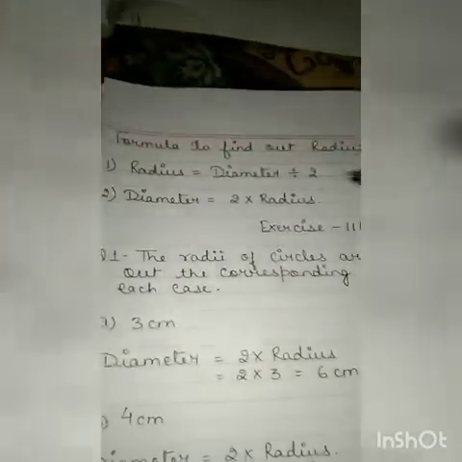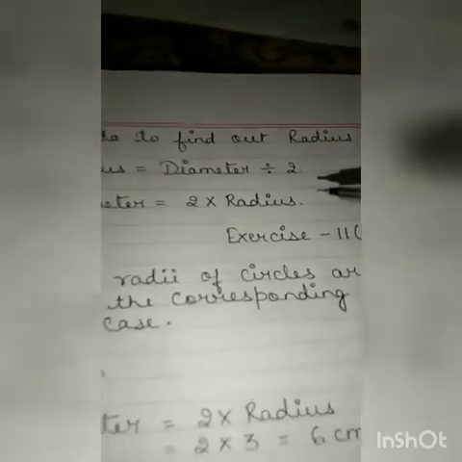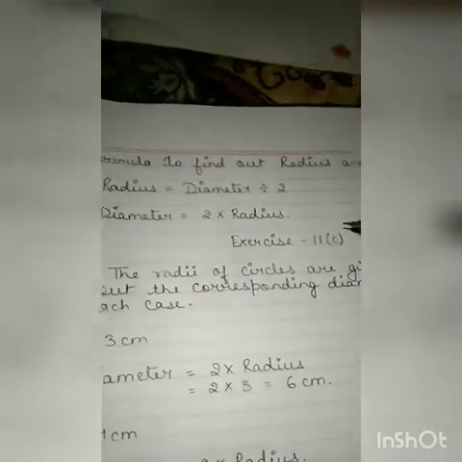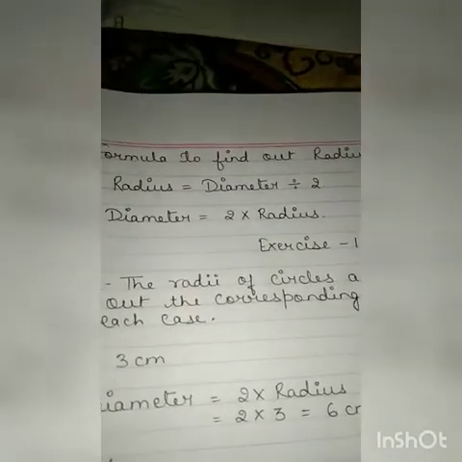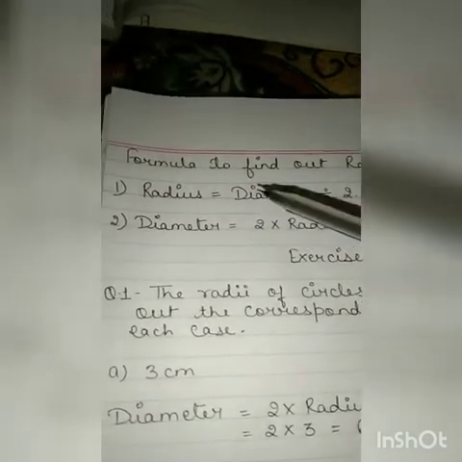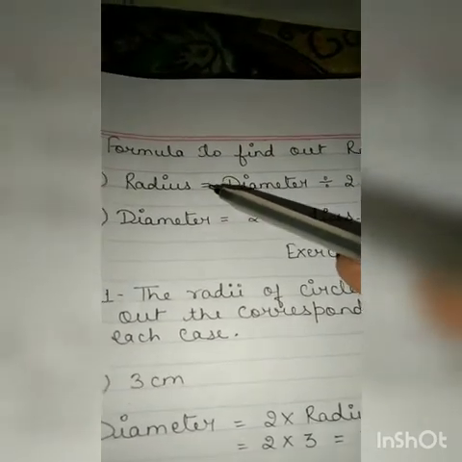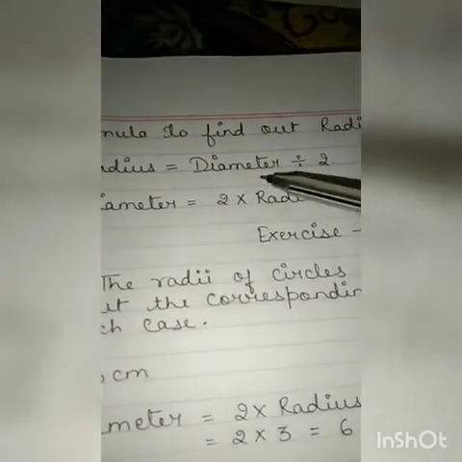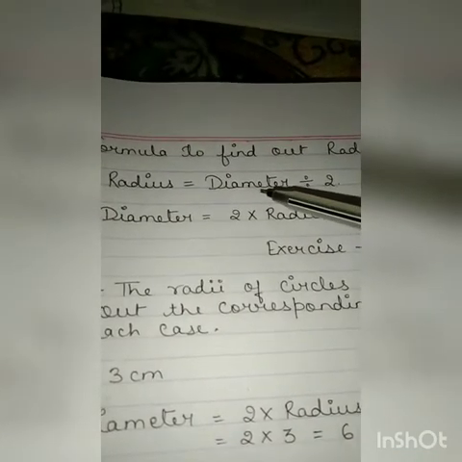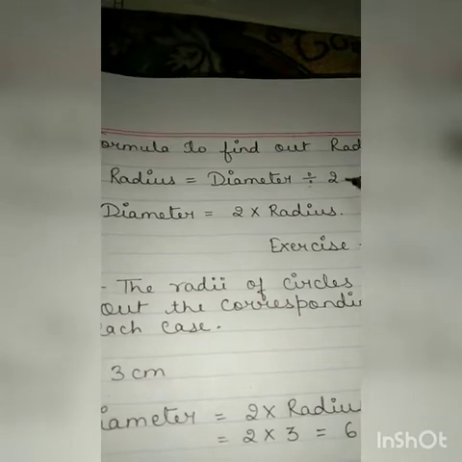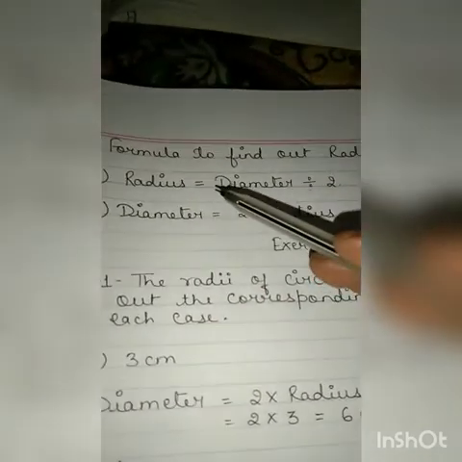So children, this is the formula to find out radius and diameter. In our next exercise, that is exercise 11C, we have to find out the radius and the diameter of the circle. So the formulas are given. To find out the radius, the formula is radius is equal to diameter divided by 2. The diameter which will be given in the question, we will divide by 2, and the answer which comes will be the radius.